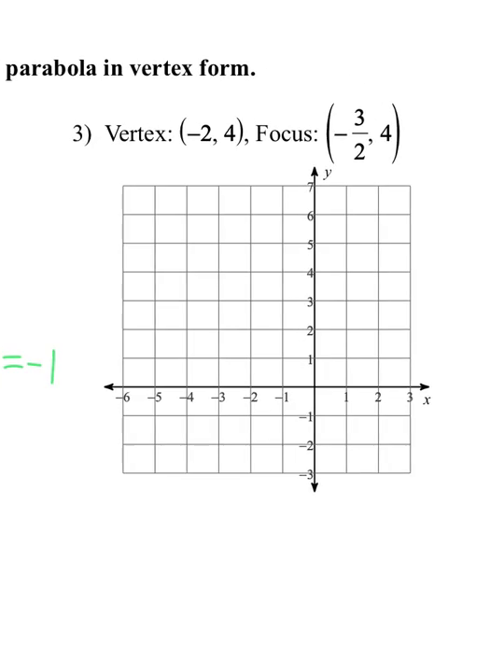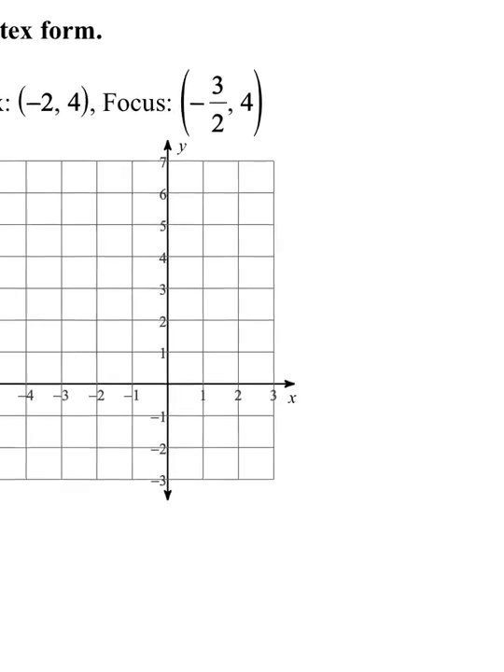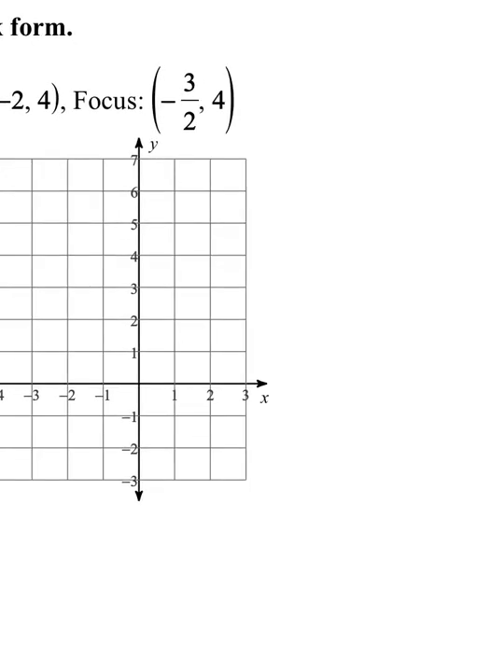Okay, next one, let's say they give us a vertex and a focus. So let's mark those on there. The vertex is -2, 4, and then the focus is -3/2, 4. And -3/2 is -1.5, if you like decimals, just to get an idea of where it might be. So that point is going to be -1 and 1/2, 4, so it's going to be over here. It's half a unit away. The difference from there to there is half a unit, so p is 1/2.